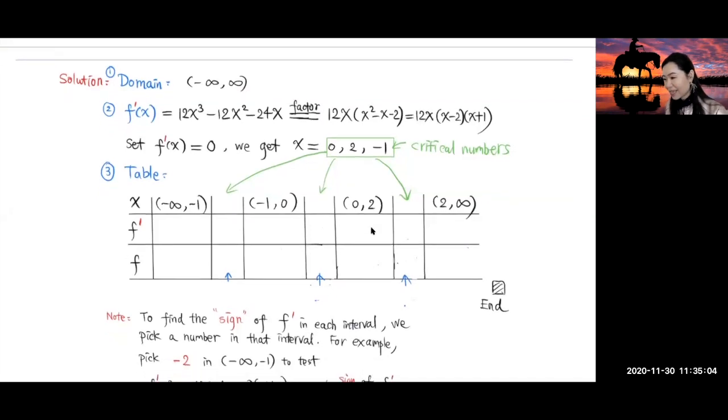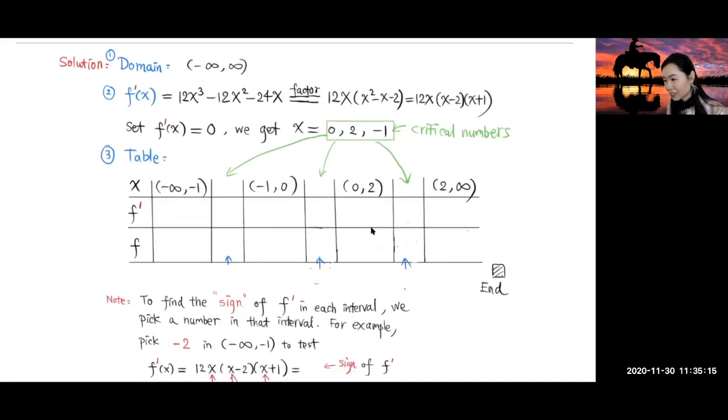Now, I have a method different from the book. I use a table to organize it. The book just writes paragraph after paragraph, and I think a table is easier and helps you visualize it. In my table, I make 3 rows: one for x, one for the first derivative, and one for the function itself. The domain is from negative infinity to infinity, and you put those critical numbers in 3 separate columns, one here, one here, one here.